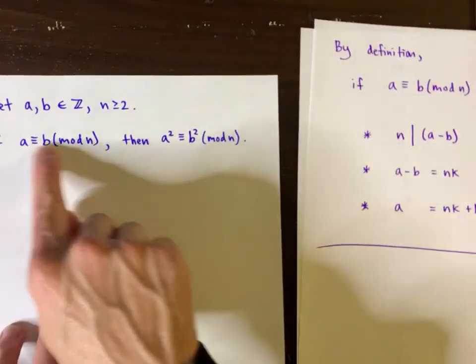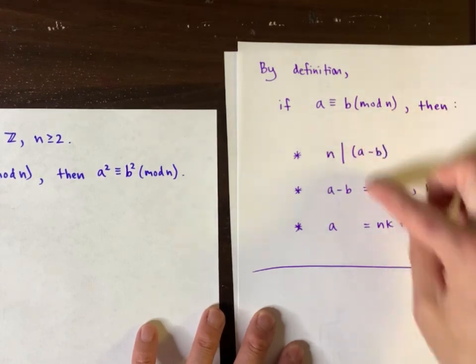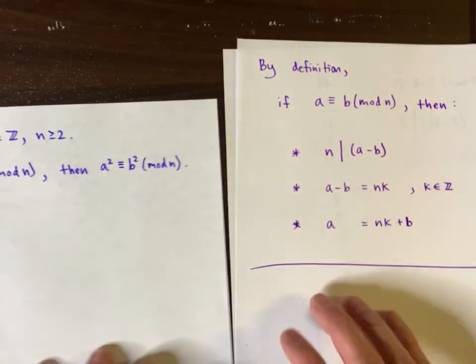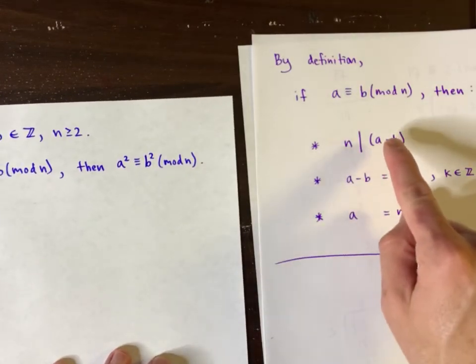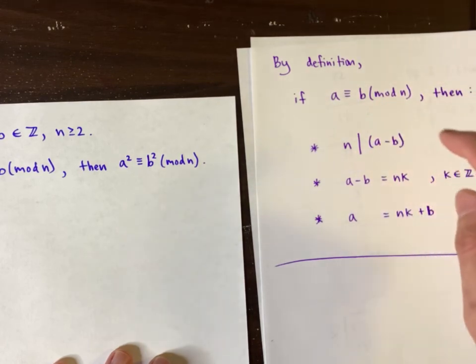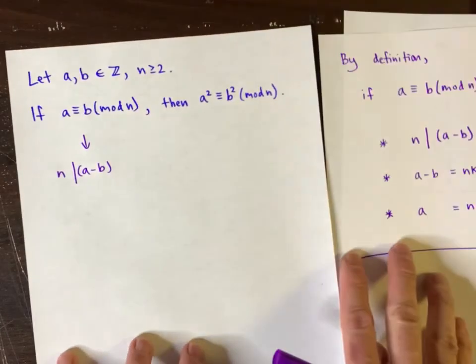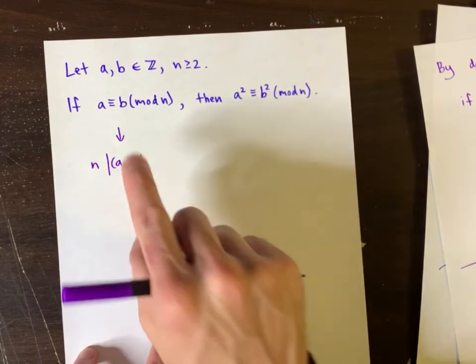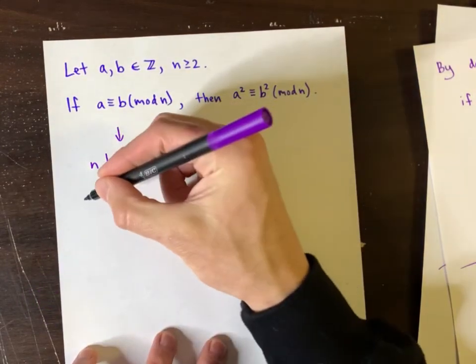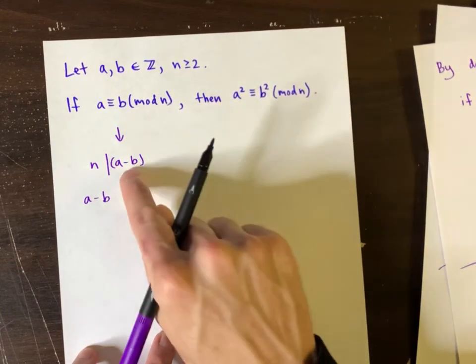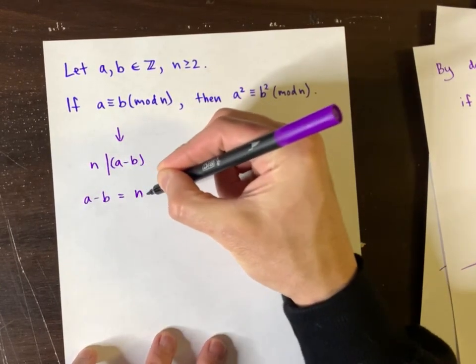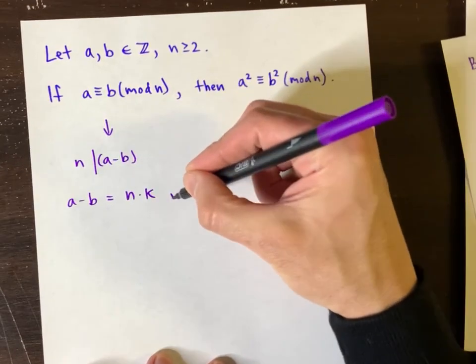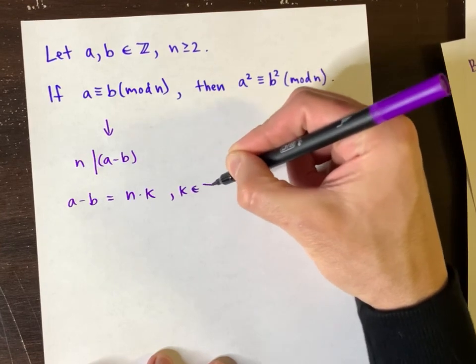Well, if this is true based on this definition, then all of these are also true. So let me build this one. Let me go from here to here to here. Then based on the definition here, we know that n divides this difference. And if n divides this difference, then that means that a minus b is equal to n times some k, where of course k is an integer.